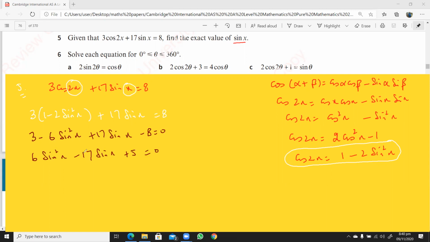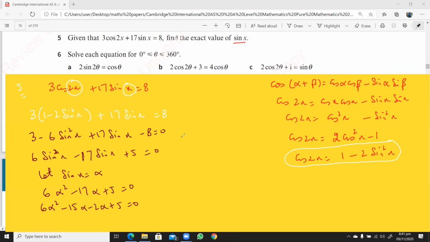Now, after this it is totally up to you. If you want to change this, you can use a substitution here. Some people are very comfortable saying let sine x equal alpha, let's say, or maybe they keep y or whatever you want. So this is going to be 6 alpha square minus 17 alpha plus 5 equal to 0. So you can do that middle term breaking here, or you can use the quadratic formula. So this is 15 alpha minus 2 alpha plus 5, that is equal to 0.